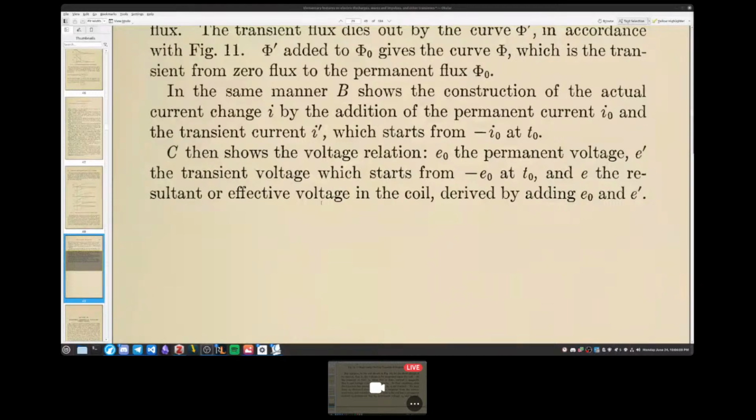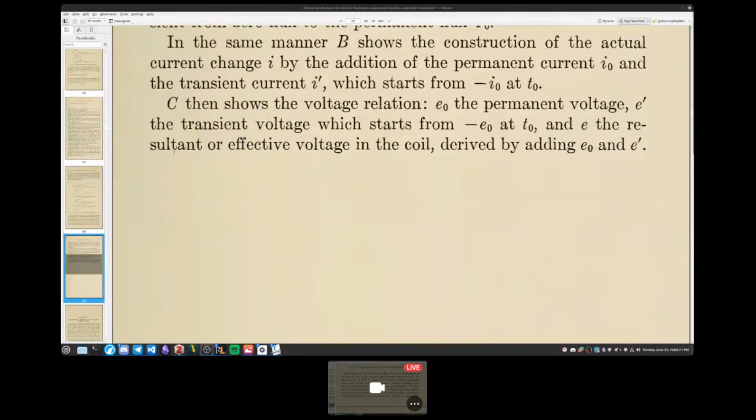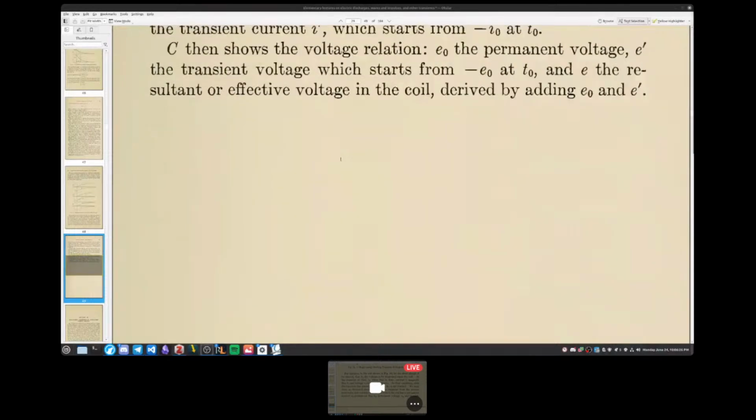at T naught. C then shows the voltage relation: E naught, the permanent voltage; E prime, the transient voltage, which starts from minus E naught at T naught; and E, the resultant or effective voltage in the coil, derived by adding E naught and E prime.